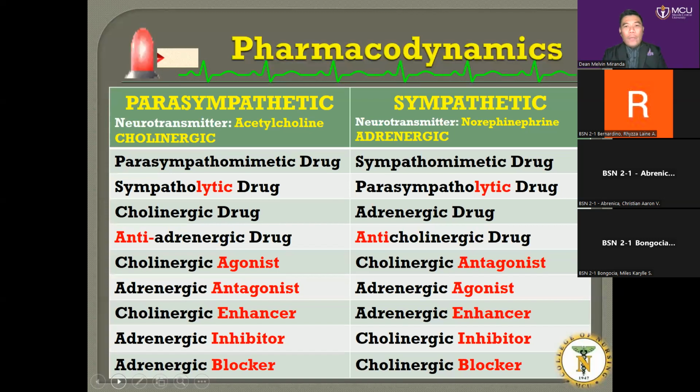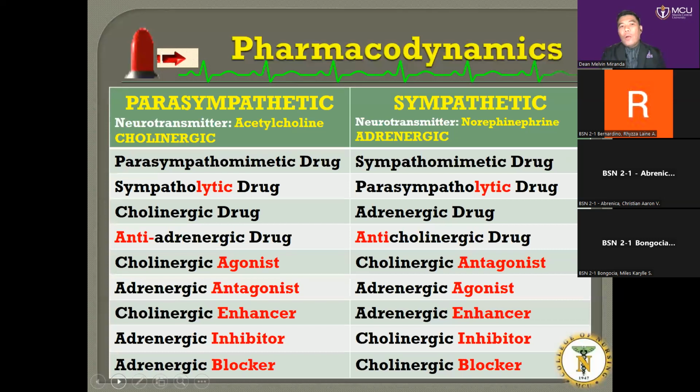If you look at the sympathetic, on the other hand, it's the same. Adrenergic drug, because it's associated with sympathetic. Anticholinergic drug, because it contradicts cholinergic. Cholinergic is associated with parasympathetic. So if you contradict cholinergic, then it's sympathetic.